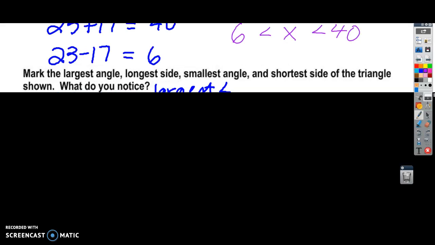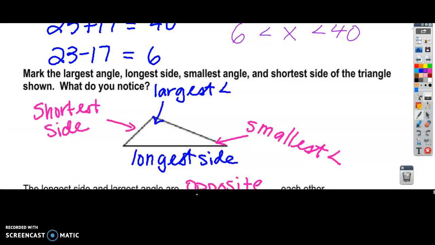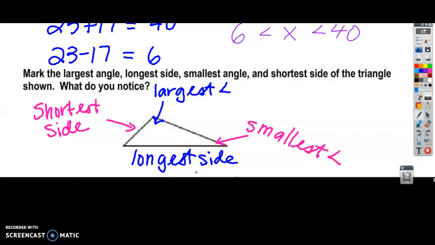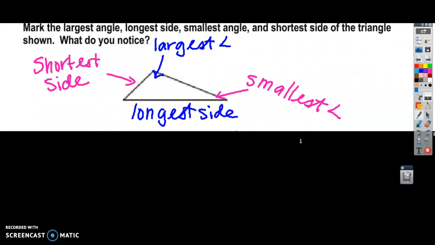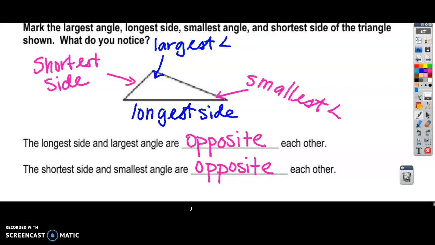All right, so look at the triangle and mark what you think looks like the largest angle, the longest side, the smallest angle, and the shortest side. You can press pause if you haven't done that yet. What you will find is that the largest side is opposite the largest angle, and the shortest side is across from the smallest angle. I will show you an example of that in a video tomorrow as well. The longest side and the largest angle are opposite each other.